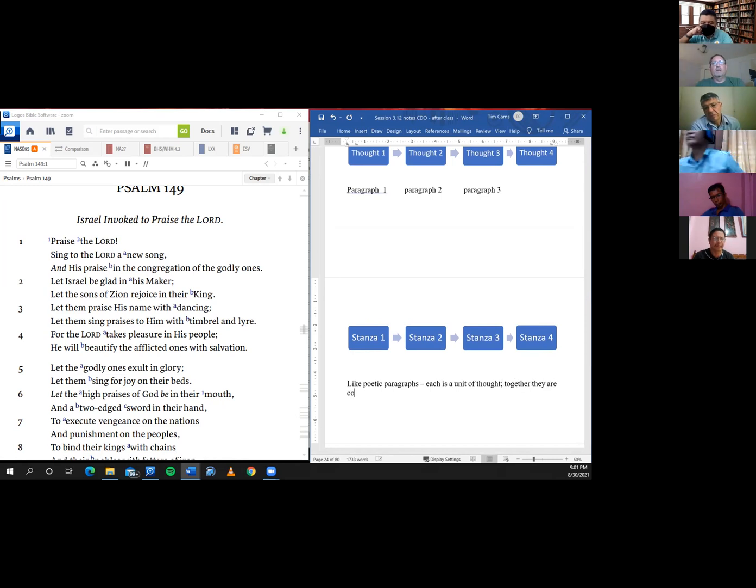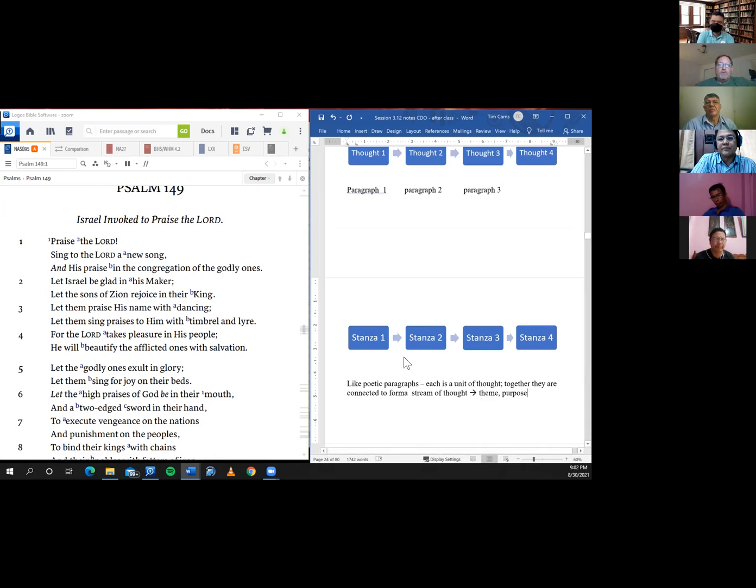Together, they are connected to form a stream of thought by the author, which together tells us his theme or purpose. Just like epistles, in the sense of the idea there. An epistle was a bunch of paragraphs put together, and they're all connected together. And if you understand each paragraph, you understand the author's overall theme and point to his letter.